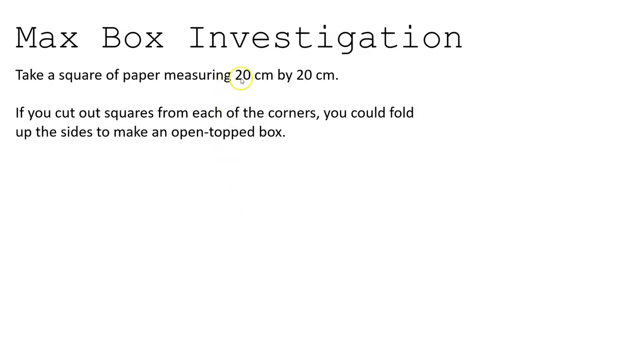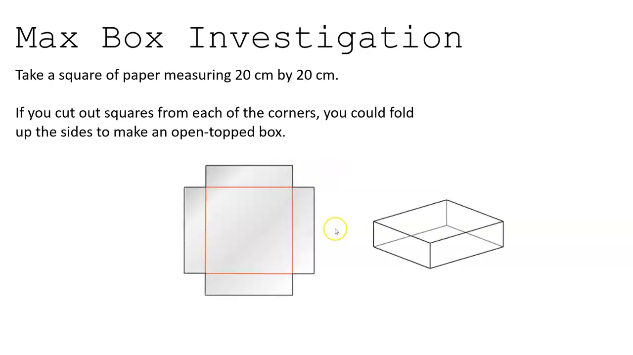So we're going to start with an investigation. You can either actually do this or you can just think about doing this. Taking a square of paper that measures 20 centimetres by 20 centimetres. Now if you cut out squares from each of the corners, you'd be able to fold up the sides to make an open-topped box that looks a bit like this.